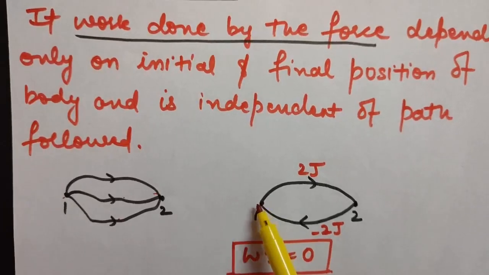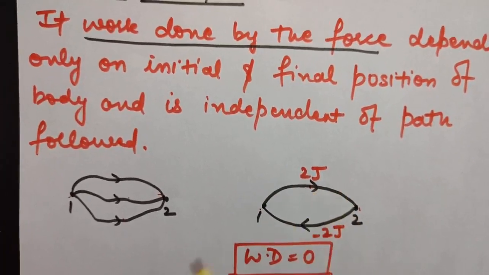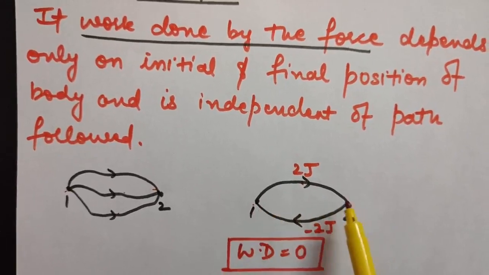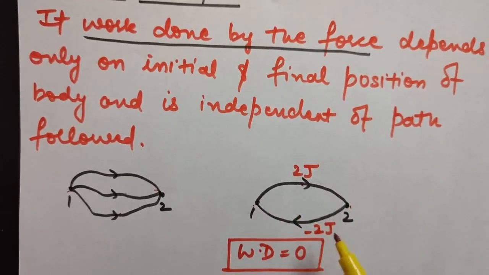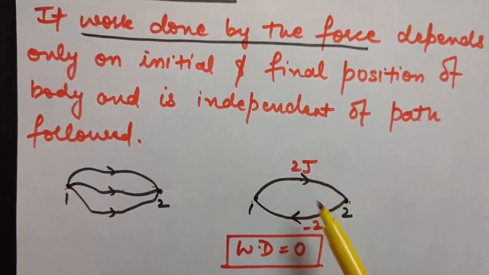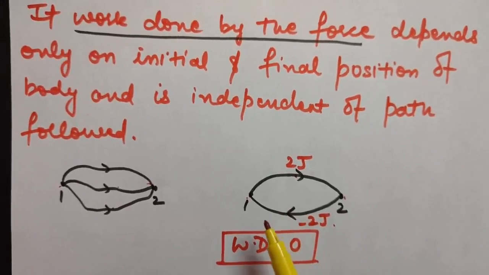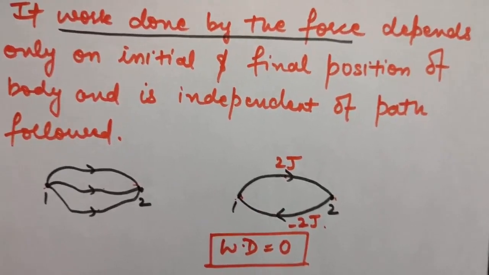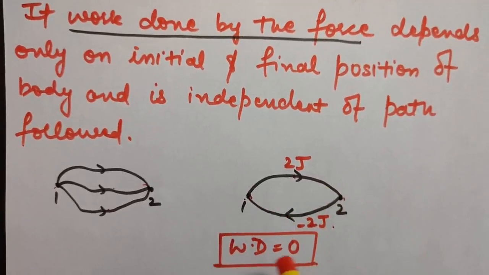Now if I take 2 points 1 and 2, and suppose going from 1 to 2, the work done is 2 joules. Again in going from 2 to 1, it is just that initial and final points are interchanged. So magnitude will be the same, but a minus sign will be used because now we are going in the opposite direction. In this case, the work done was 2 joule. In this case, the work done was minus 2 joule. So if you calculate total work done, that will come to be 0, because initial and final points have become the same. So we can say that the total work done by a conservative force in a closed path is always 0.